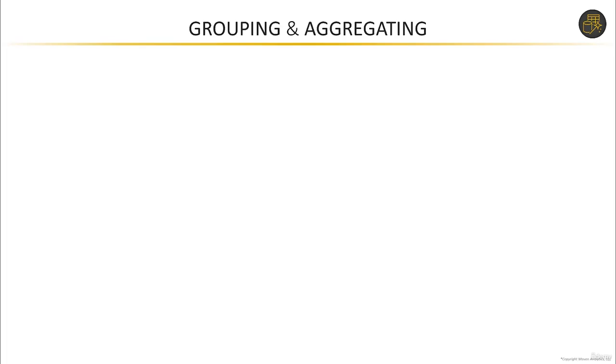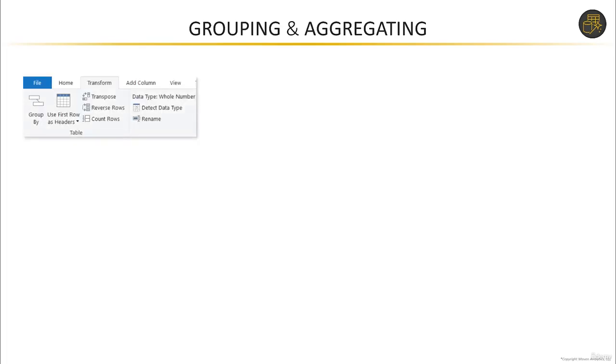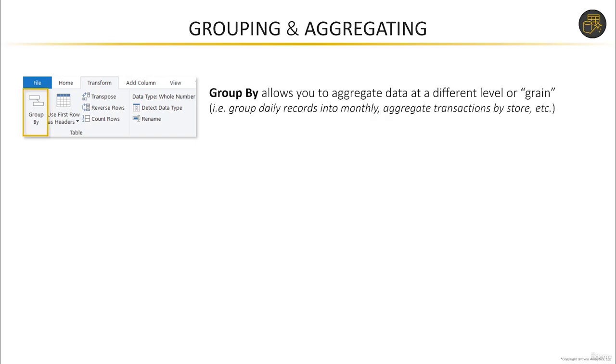Up next, I want to talk about grouping and aggregating data. Within the Transform tab of the query editor, you'll see this Group By option on the left. And this allows you to aggregate or roll up your data at different levels of granularity.